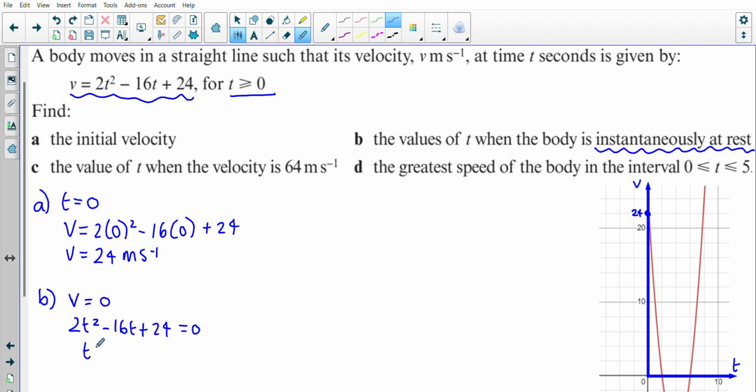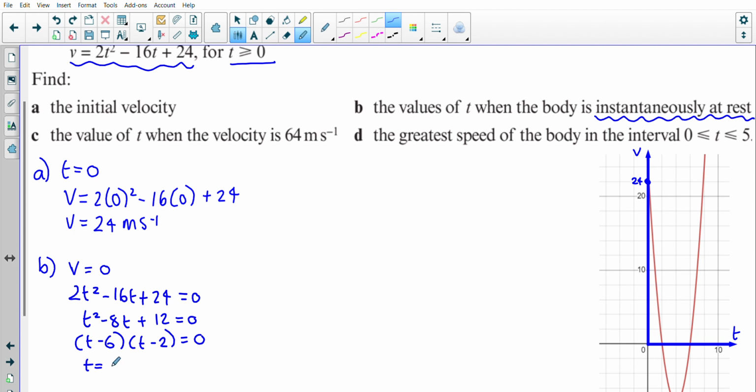So I will divide by 2, factorise, and I'll get t is 6 or t is 2. Those both make sense because they're both greater than or equal to 0, and it does say the values of t, so I'm constantly checking whether I'm getting a value or values. So t is 2 or 6 seconds.